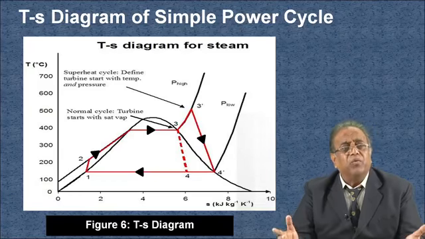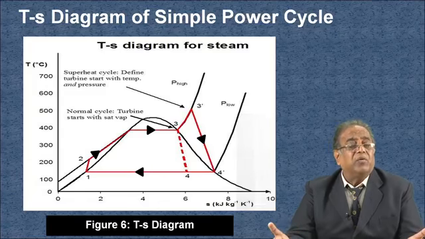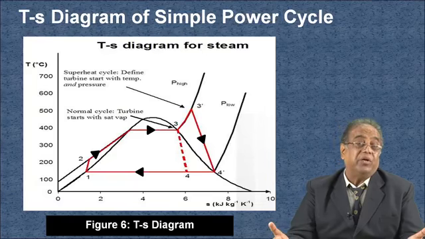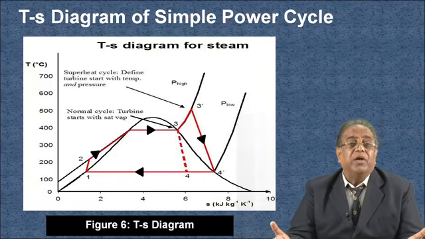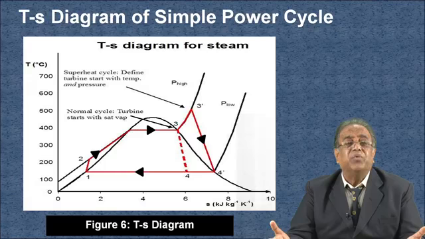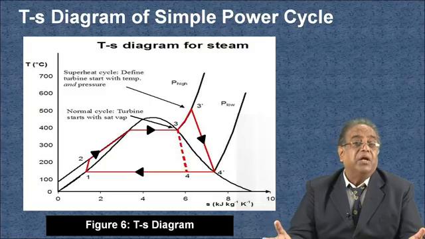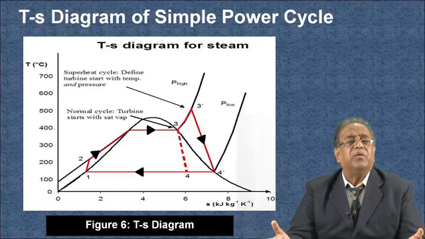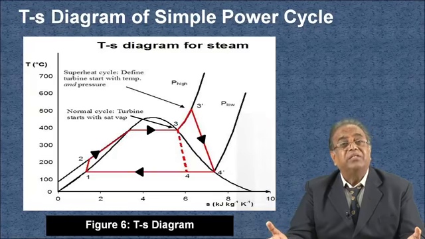Why is it important? Because if you want to calculate the turbine efficiency, you have to calculate the turbine work. Turbine work, if you consider the normal cycle, is equal to H3 minus H4. If you consider the superheated cycle, the turbine work in terms of the change in enthalpy is equal to H3 dash minus H4 dash.